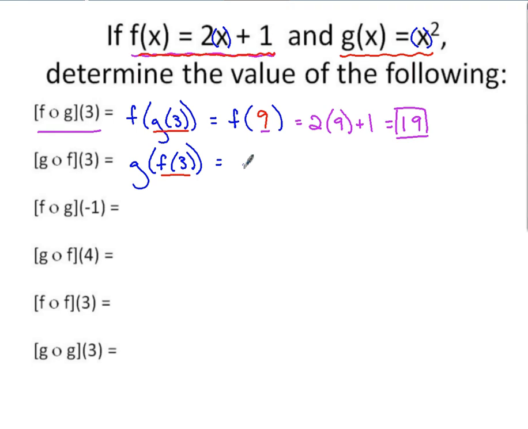So now I know what that inside part is, f of 3. That's 7. I'm going to take that value and plug into the function g. Again, working my way from the inside out. So plugging in the function g, this value of x, which is 7, goes into that function. That 7 for that function would be squared. So my answer is 49.